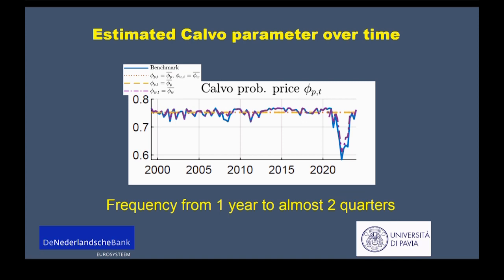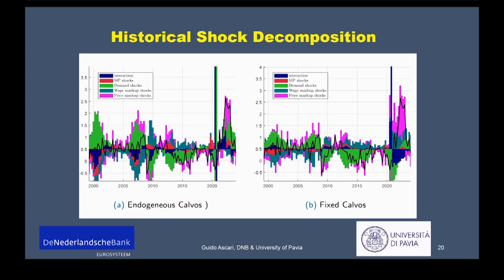Okay. And again, this is an empirical bite. Let's look on the right, that's the historical decomposition that we all do. That's a fixed Calvo paper. What you see here in the inflation surge is all about markup shocks and wage markup shocks. That's the standard Smets and Wouters result.